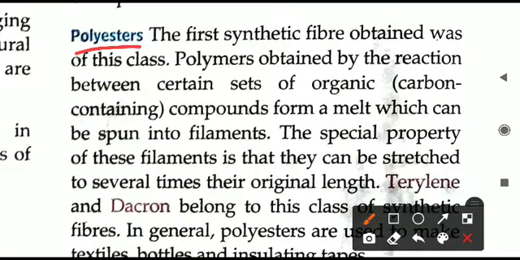First is polyester. Polyester was the first purely synthetic fiber that was obtained. This is the first synthetic fiber, first artificial fiber, polyester.